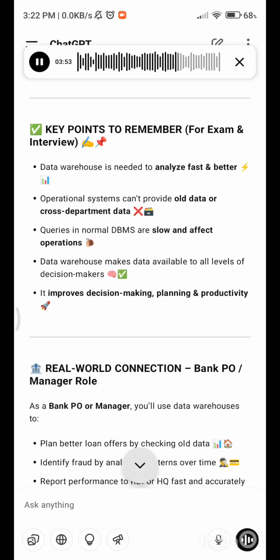Key points to remember. For exam and interview, a data warehouse is needed to analyze fast and better. Operational systems can't provide old data or cross-department data. Queries in normal DBMS are slow and affect operations. A data warehouse makes data available to all levels of decision makers. It improves decision making, planning, and productivity.